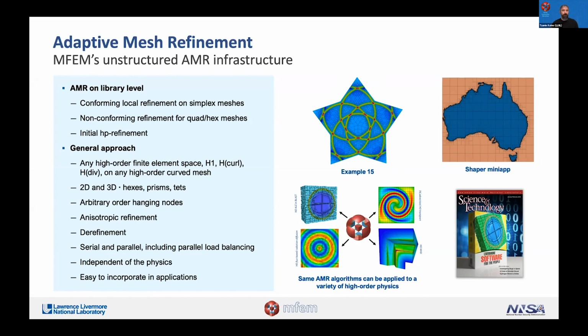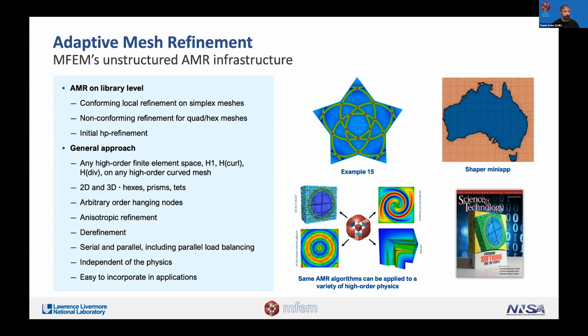It's done at the library level, at the finite element space level. It supports the whole de Rham complex, all the spaces, 2D, 3D, hexes, prisms, tets, arbitrary order hanging nodes. There's no restriction on what should happen at the coarse-fine interface in terms of number of refinements. We support anisotropic refinement, derefinement, parallel load balancing, and it's independent of the physics. That's, I think, the important thing. It's done in MFEM, so any application doesn't need to reinvent the wheel. They can just run on non-conforming meshes. It's done in a very natural way. I'll point to it in one of the following slides. And these are some of the examples that we have in the miniapps.